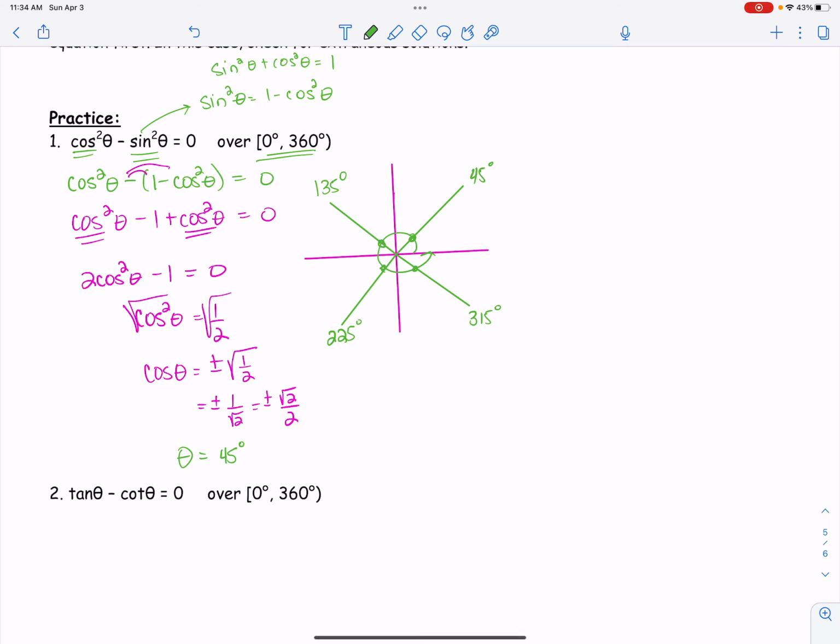I do not put plus 360n because I'm just listing out those 4 solutions, which are the 4 solutions for this equation in that interval.